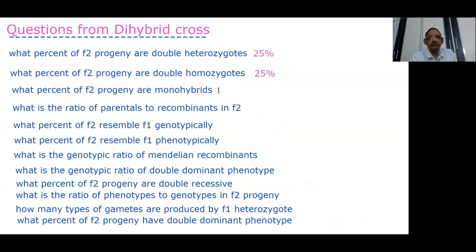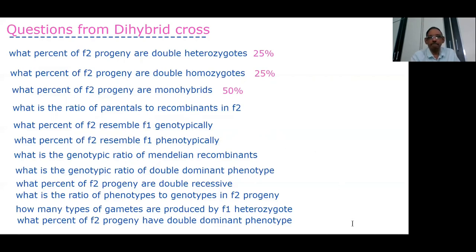We'll come to the answer of the third question. What percent of F2 progeny are monohybrids? 8 by 16, that is 1 by 2, 50%. 50% are monohybrids. Now, coming to the fourth question. What is the ratio of parentals to recombinants in F2 progeny? Ratio of parentals to recombinants.